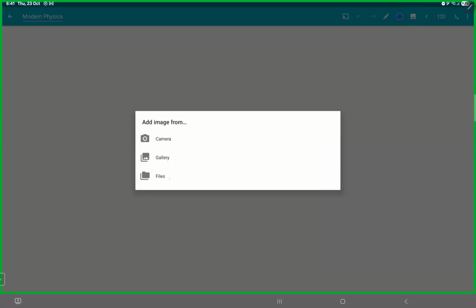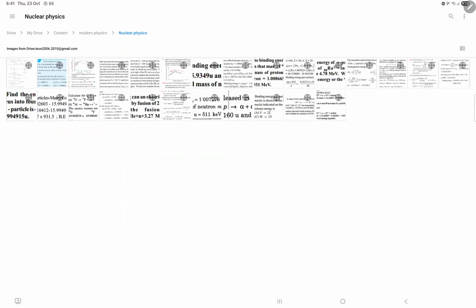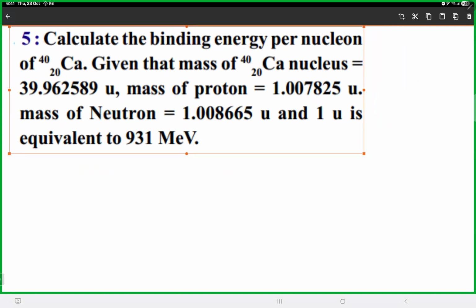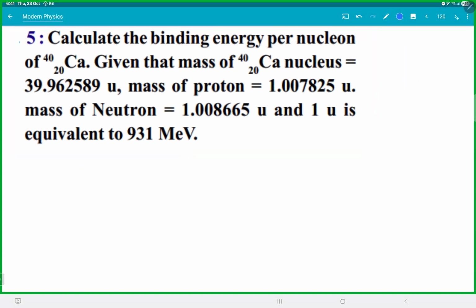Let's see one more example. Just write the equations and leave it. Take a minute. Just write the equations. The numbers are anyway bad. Now they're asking binding energy per nucleon. So when they ask you binding energy for a nucleus, they are talking about the calcium and the individual protons and neutrons.